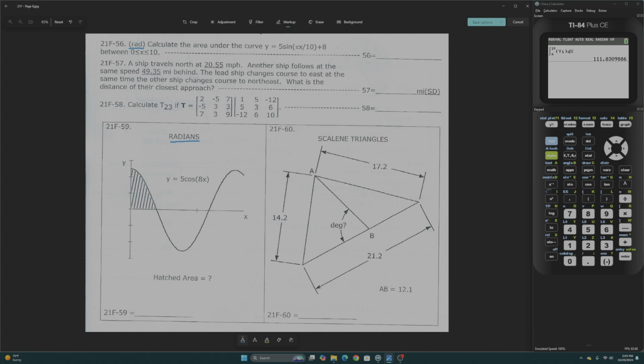My pen isn't working that well. All right. Shoot, I did not mean to draw that.